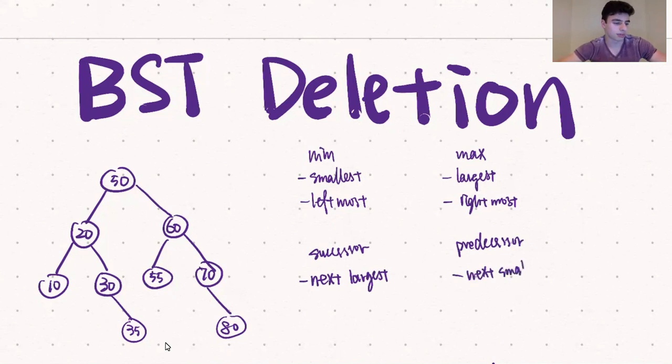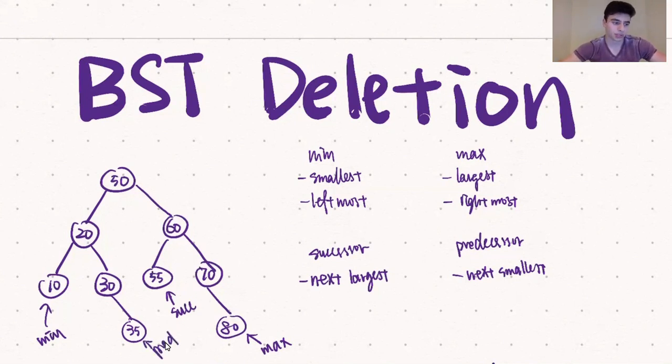So looking at our example on the left, we see that the minimum of this tree is 10 by tracing down the left side of the tree. Now, by tracing down the right side of the tree, we see that the maximum is 80. If we look at the node 50, we can find that the successor of 50 is 55, since 55 is the next largest number in the tree. And the predecessor of 50 is 35, since 35 is the next smallest number in the tree.